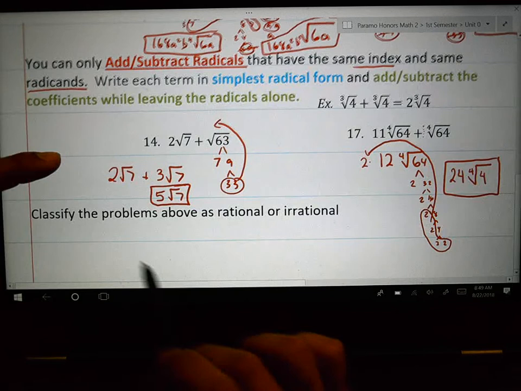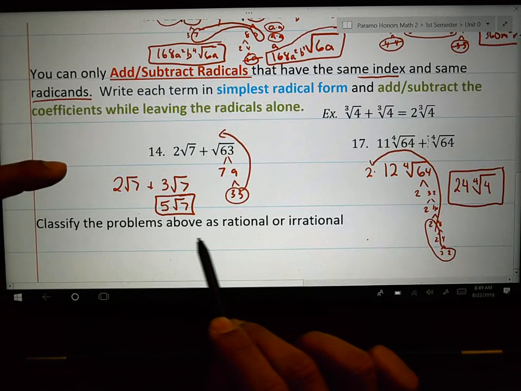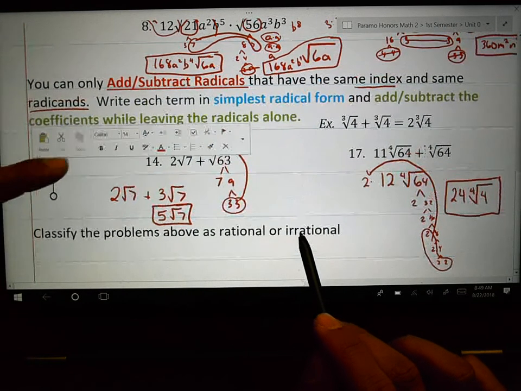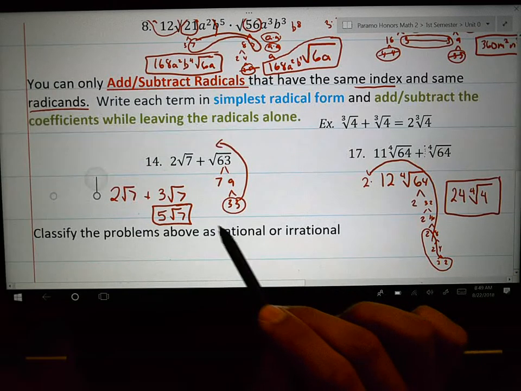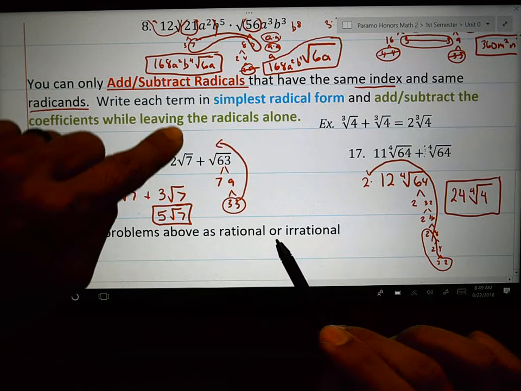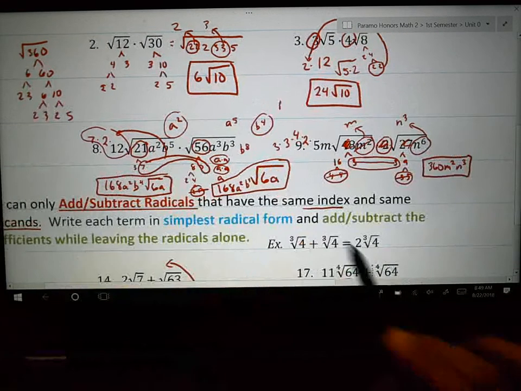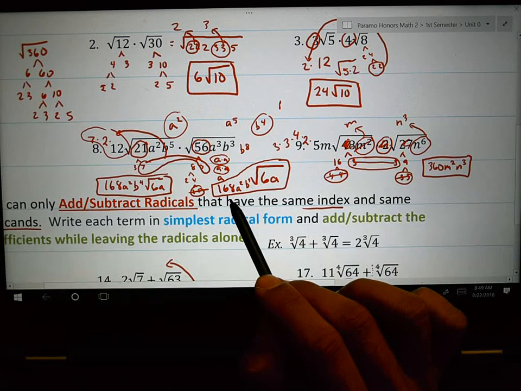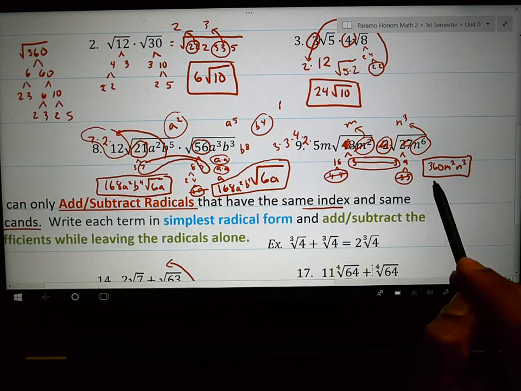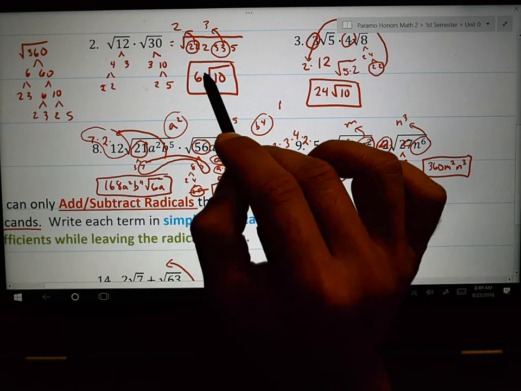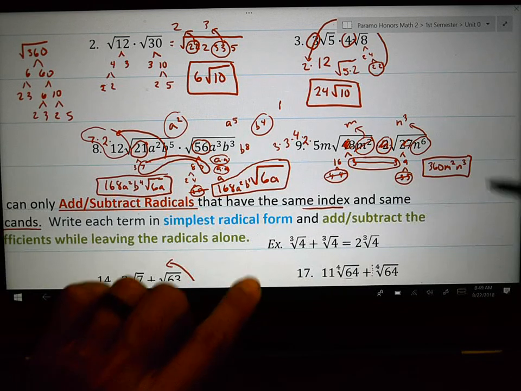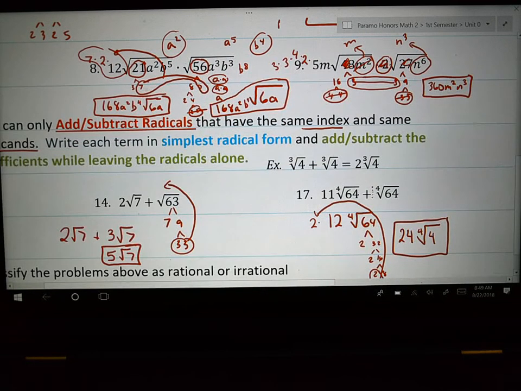The last thing here that says classify the problems as rational or irrational. Let's go ahead and do this orally. This number 17, rational or irrational, say it out loud. Irrational. How about number 14? Irrational. Good. How about 8? Irrational. How about 9? Rational. And how about 3? Irrational. And how about 2? Irrational. Good. The only one that's rational is number 9. We're going to stop your notes right there.